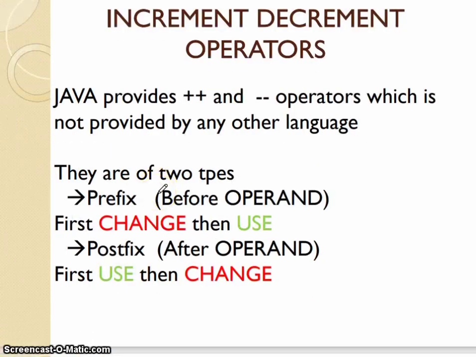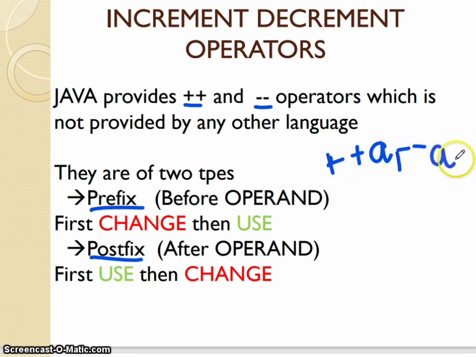Now increment decrement operators. This operator is only provided by Java. Plus plus or minus minus. They are of 2 types, that is prefix and postfix. Prefix means before operand. If this is the operand a, then plus plus a or minus minus a. Postfix means after operand, that is operand then plus plus or operand minus minus.